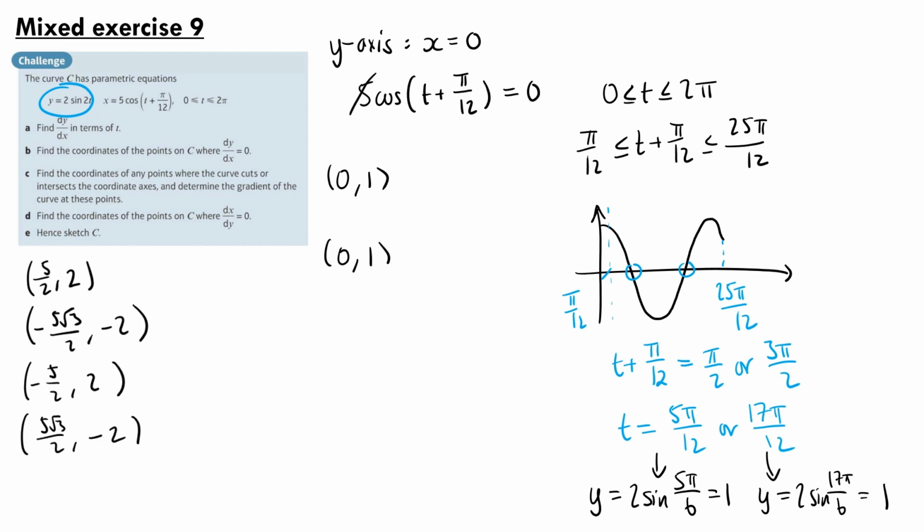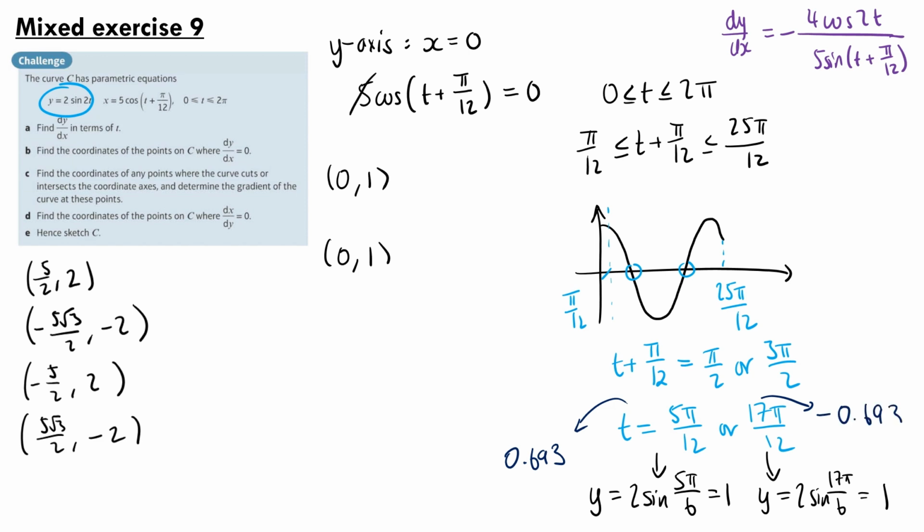But it turns out if we work out the gradients at each of these points, they turn out to be different. So dy by dx, which we calculated before, was equal to minus 4 cos of 2t over 5 sine of (t plus pi over 12). If we plug in t equals 5 pi over 12 into the formula for dy by dx, then we actually get the gradient is 0.693 to 3 decimal places. But the gradient, if t equals 17 pi over 12, is actually minus 0.693.